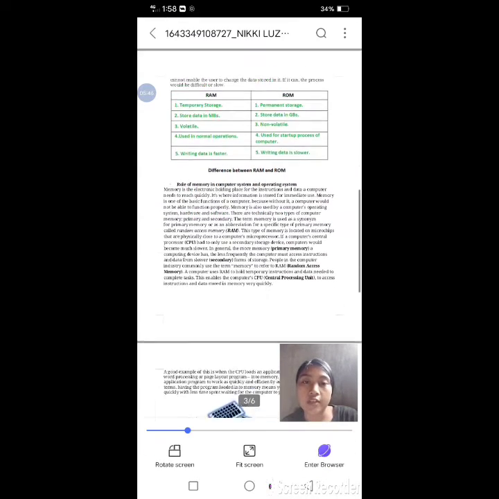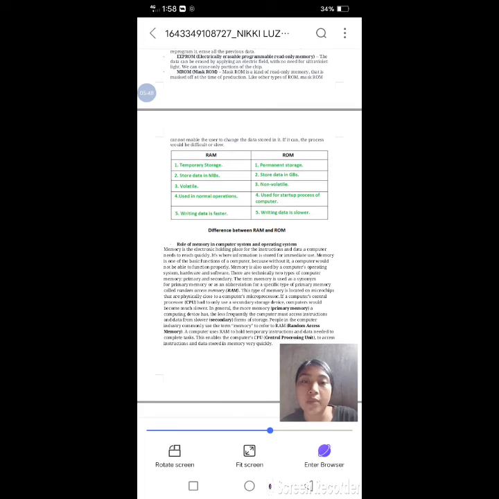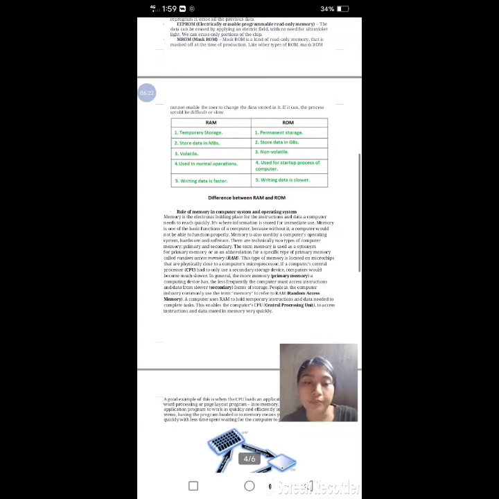These are the differences between RAM and ROM. Number 1: RAM is temporary storage, and the ROM is permanent storage. Number 2: RAM stores data in MBs, and the ROM stores data in GBs. Number 3: RAM is volatile, and the ROM is non-volatile. Number 4: RAM is used in normal operation, and the ROM is used for the startup process of the computer. And number 5: in RAM, writing is faster, and in the ROM, writing data is slower.